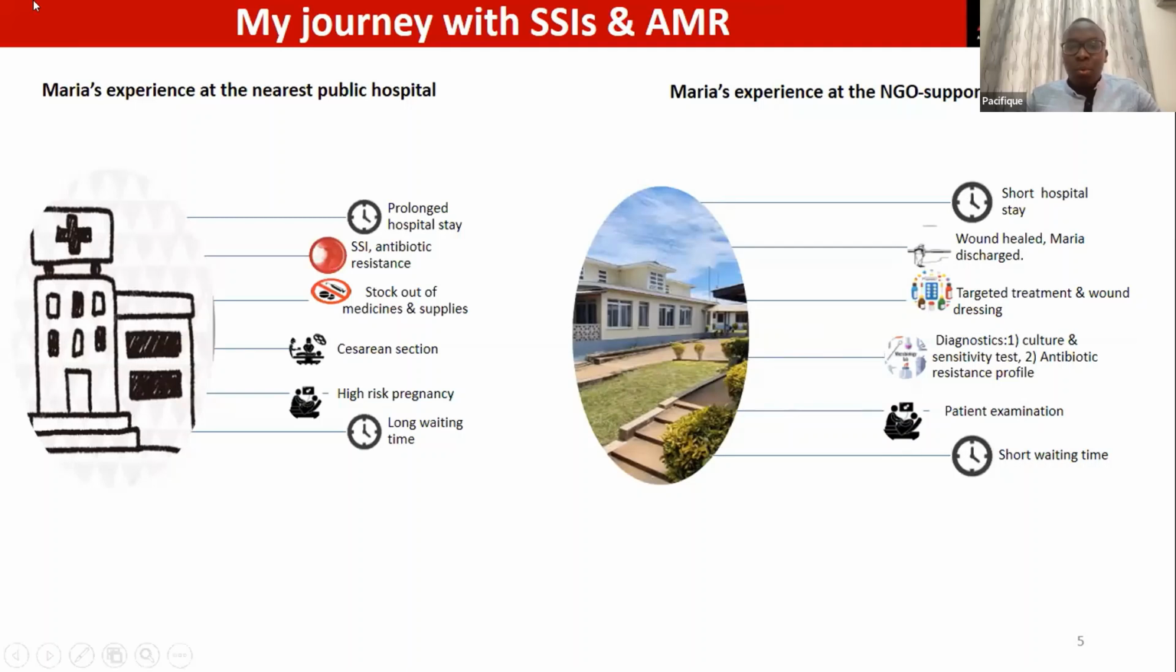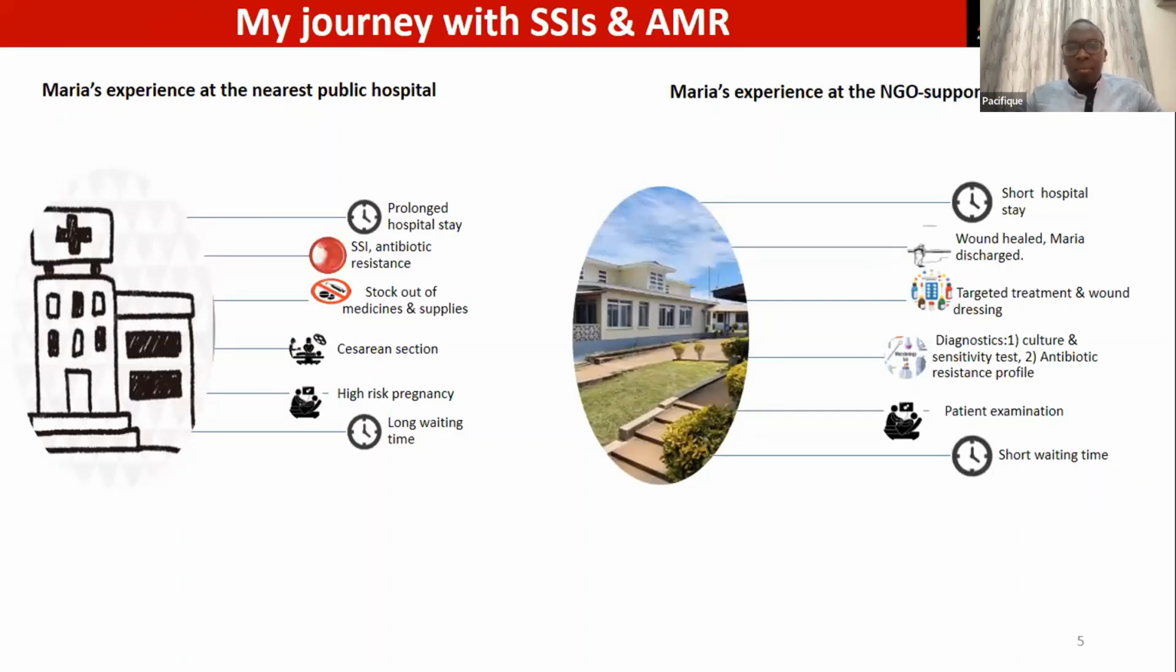Maria decided to move to a very remote hospital, which is supported by an NGO, and she thought she would have good quality services. When she reached there, she waited for a short period of time. They had well-trained clinicians. They performed an examination, worked with the antimicrobial stewardship committee, and decided to take a wound swab. They sent it to the bacteriology lab, which is available at the hospital. They were able to identify the pathogens causing the infection, and decided on targeted treatment. Then Maria's wound healed, and she was discharged in just a few days.